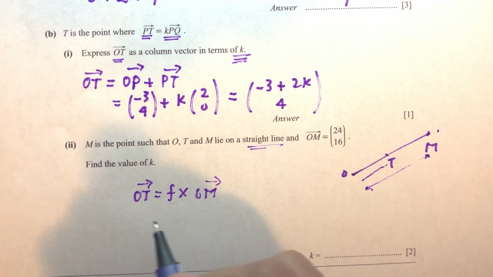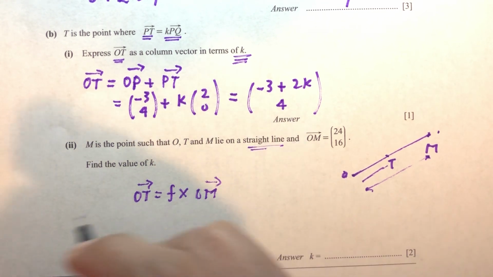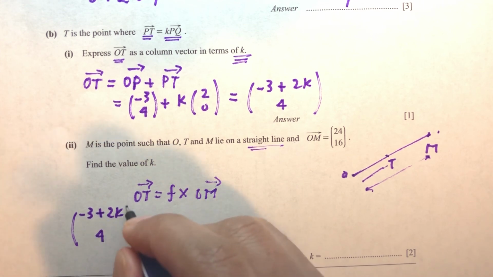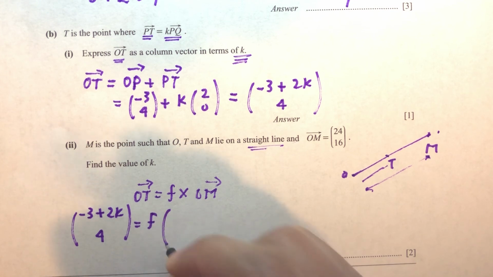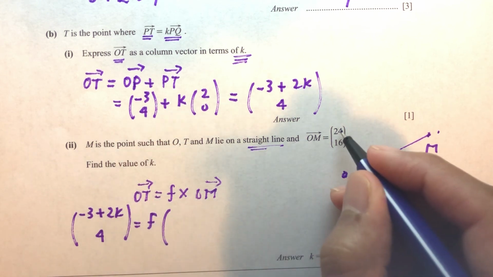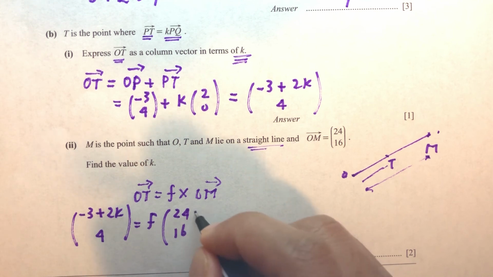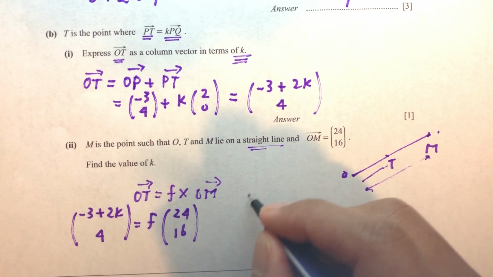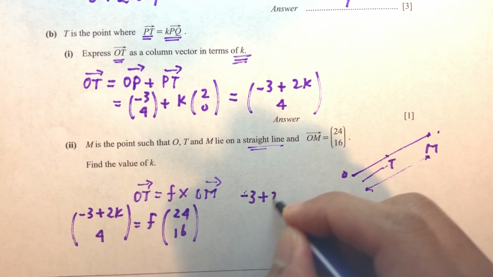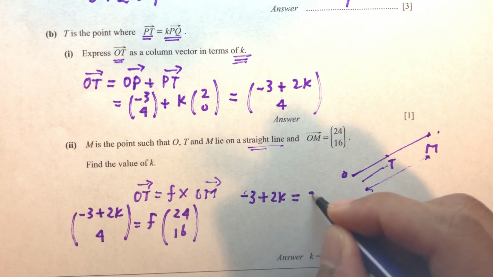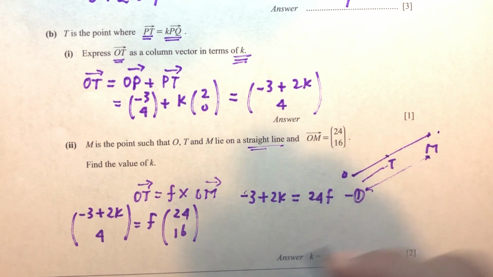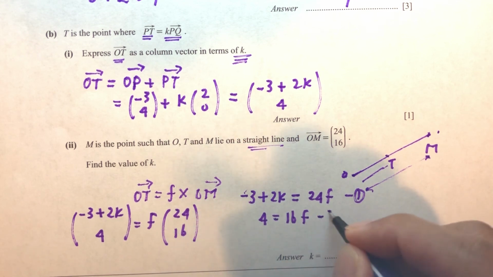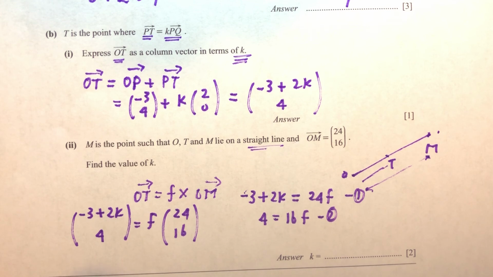So now we replace the value. So OT is minus 3 plus 2K over 4, equal to F times OM, which is 24 over 16. So now we just have to expand this side. We will have minus 3 plus 2K equal to 24F. That's your first equation. And then we will have 4 equal to 16F. That's your second equation. So you have to solve the simultaneous equation to find the value of K.